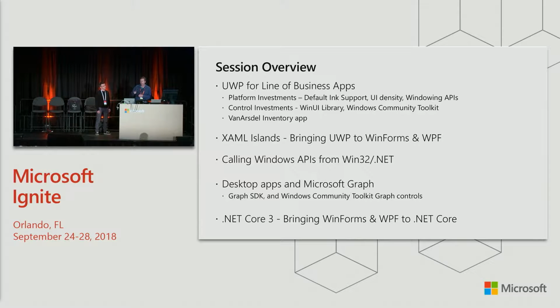I'll tie it in, then I'll wrap up with how you can start calling the graph and the graph SDK from your existing Win32 applications, and some of the investments we've made with the Windows Community Toolkit there. And lastly, for those of you that really want to live on the edge, we'll show you how you can take your existing WinForms and WPF apps and start running them on .NET Core 3. So we have a lot of content to go over, and it'll be a very code-oriented demo.